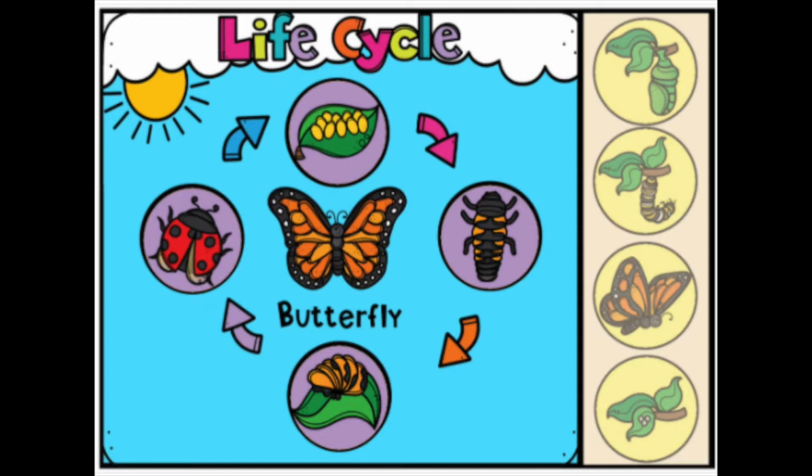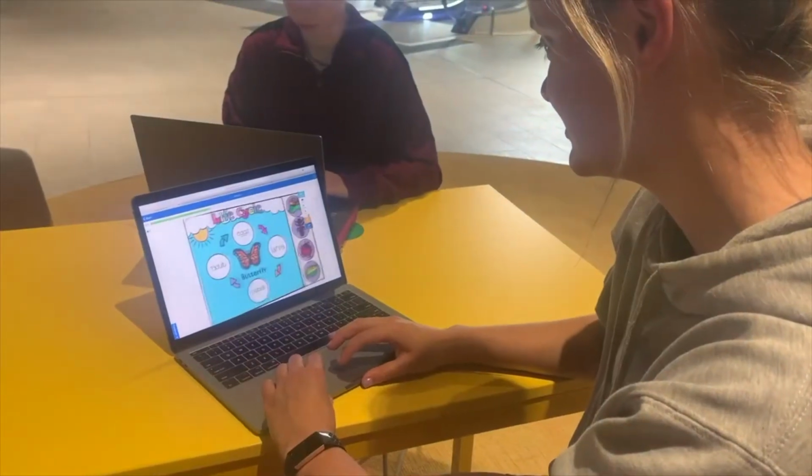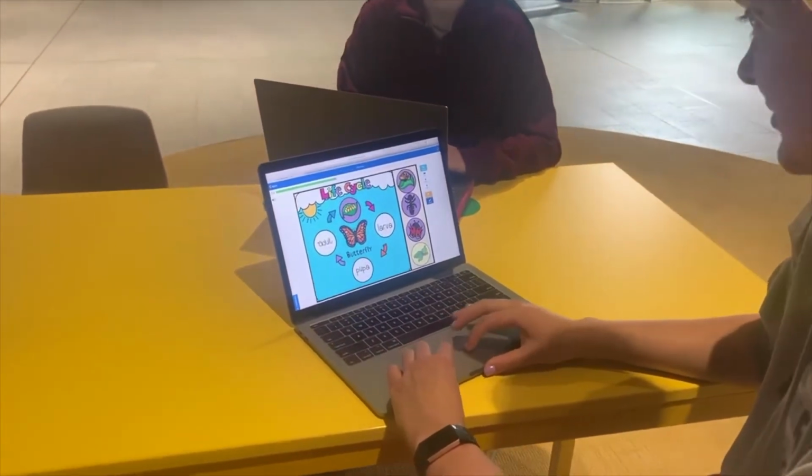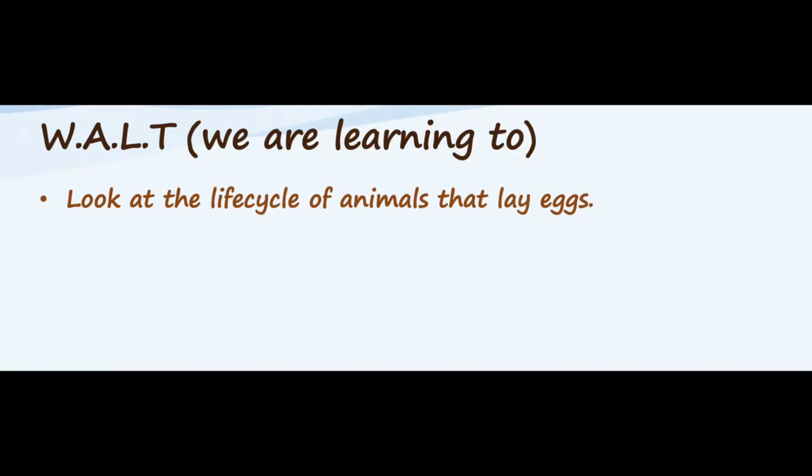We found that this activity was simple enough for students to understand with minimal assistance, yet difficult enough to challenge their understanding of the Living World module. The main focus of this lesson was for students to look at the life cycle of animals that lay eggs.